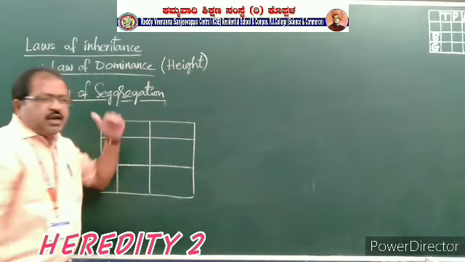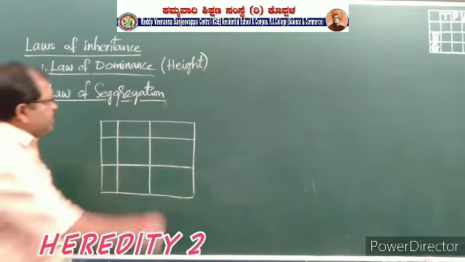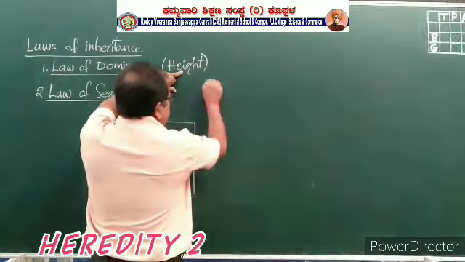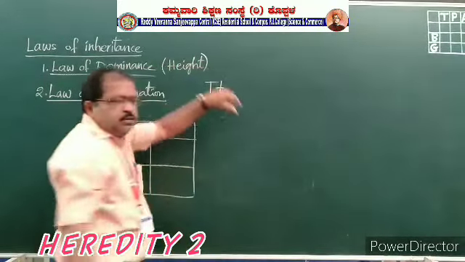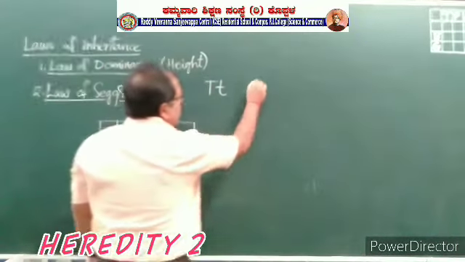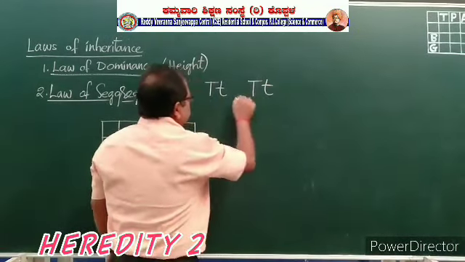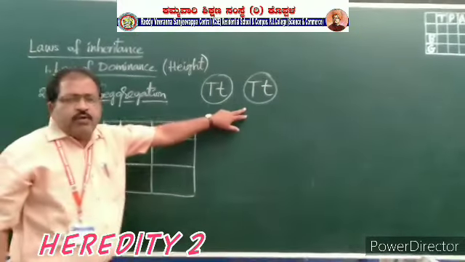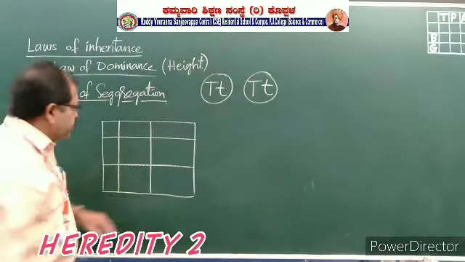So, the law of dominance resulted in... the character we have taken is height. The progeny produced is capital T as well as small t. These two we have taken in the law of segregation.